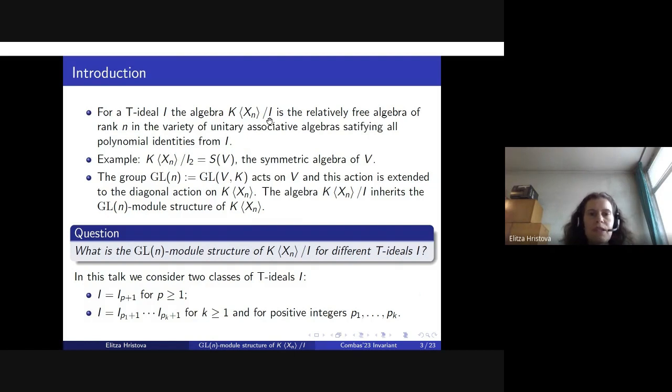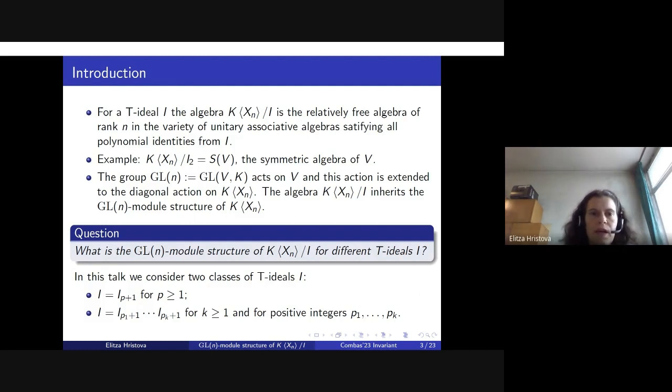This is a basic object in the theory of algebras with polynomial identities, and it is the relatively free algebra of rank n in the variety of unitary associative algebras that satisfy all polynomial identities from I. A starting example is the symmetric algebra, which is obtained when we quotient our free associative algebra by the usual commutator ideal.